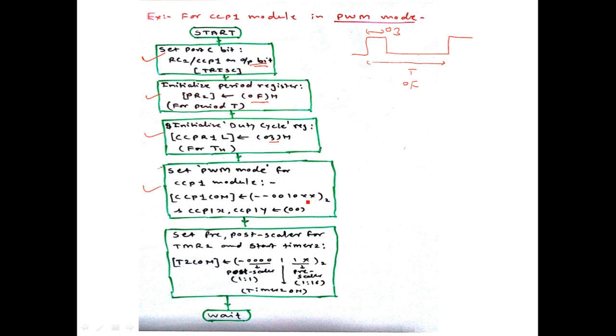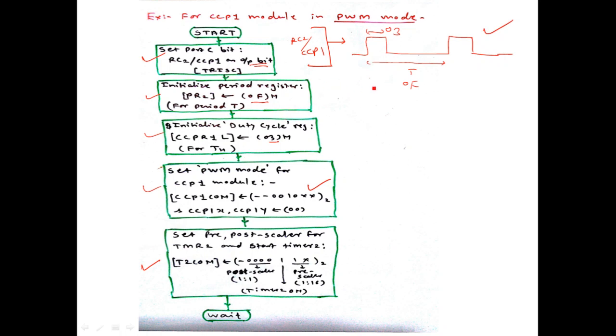So that is what is done here. Then you have to initialize the timer 2 period register, and these registers are initialized. You have to initialize timer 2 registers like pre-scaler, post-scaler, and switch on the timer 2, run the timer 2. That's all. Now as soon as this is done, this kind of waveform will be continuously generated from the pin RC2, CCP1 pin. So such a PWM signal will be generated at the output.